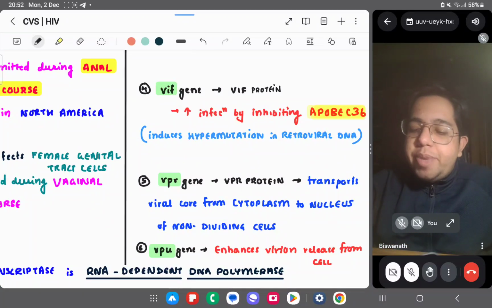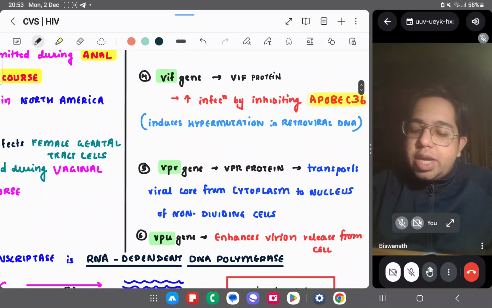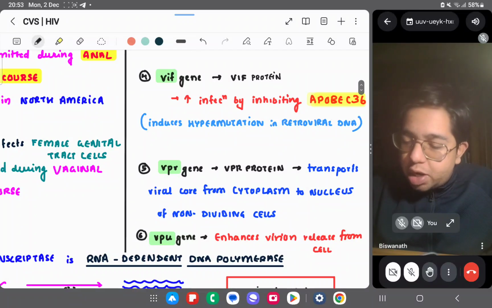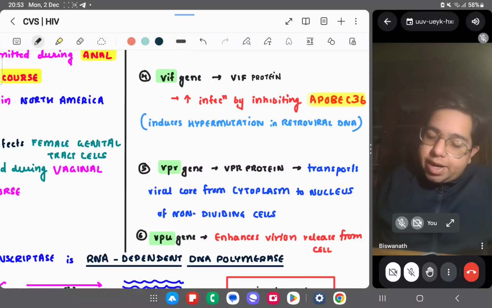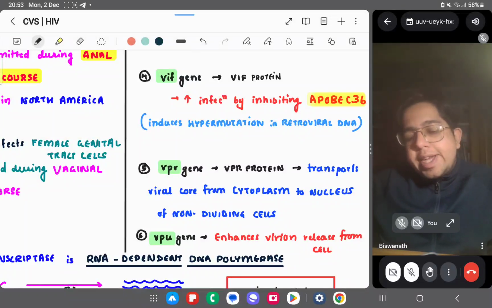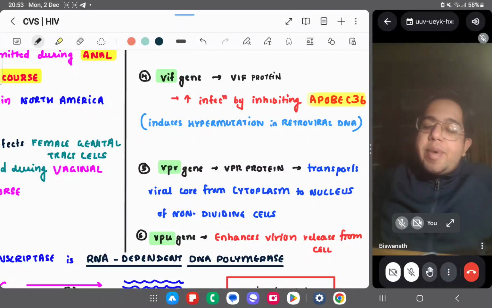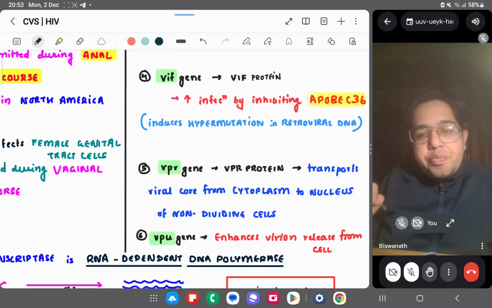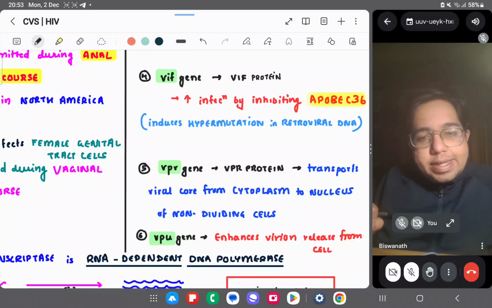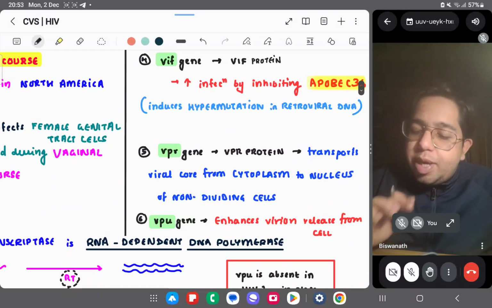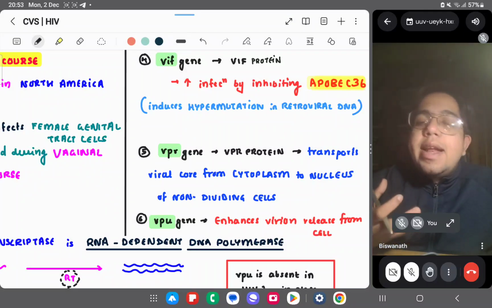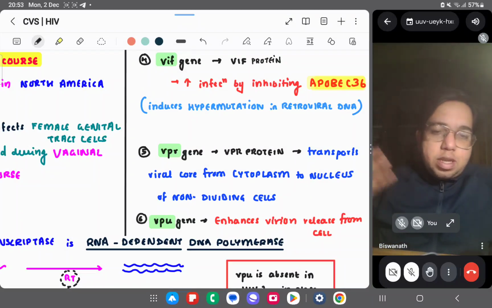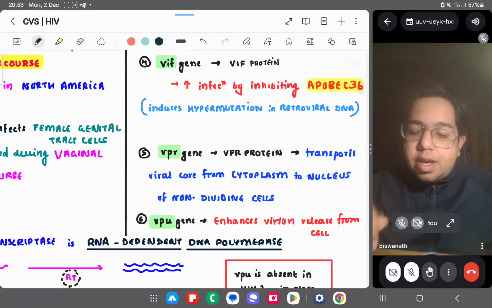Then we have the VPR gene, which is coding for the VPR protein. It is transporting the viral core from cytoplasm to nucleus of non-dividing cells. It is transporting the core of the virus, because the nucleocapsid is left behind, from cytoplasm to the nucleus of the non-dividing cells. Then we have the VPU gene. VPU is basically an enhancing gene, which is catalyzing the release of the daughter virions.